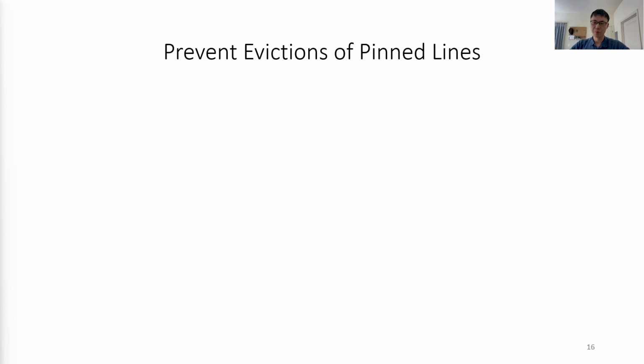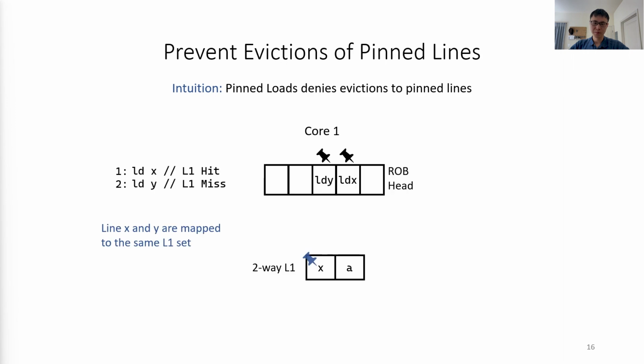Now let's discuss how pinned loads prevent evictions of pinned lines. The high-level idea is similar to how invalidations are delayed. For example, let's assume we have two loads, LDX and LDY, and LDX hits in L1 and LDY misses in L1. Also, both line X and Y are mapped to the same L1 set.